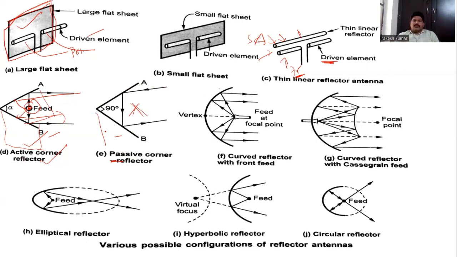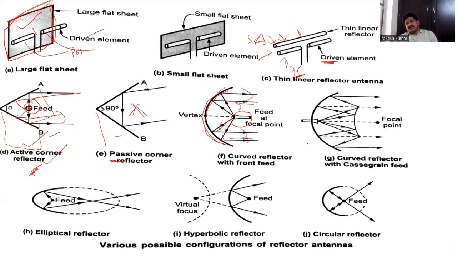What is the shape of the reflector here? In the first one, you are using a flat sheet. Here you are using two flat sheets combined to form a corner. Here the shape of the reflector is parabolic. This is my feed element, so the rays from it fall on the reflector and all the rays will move in the same direction.